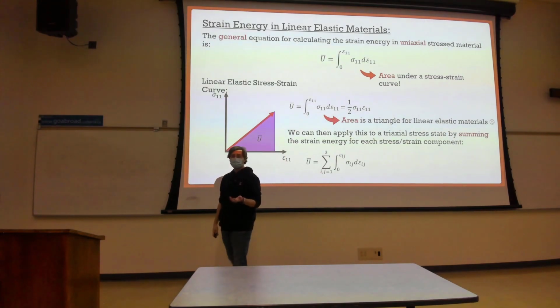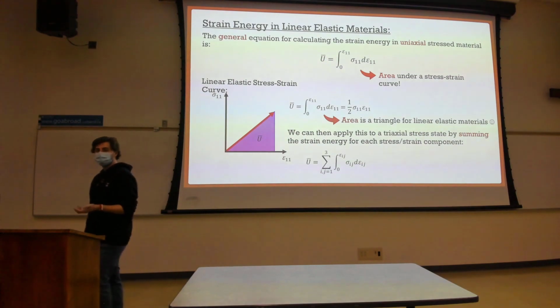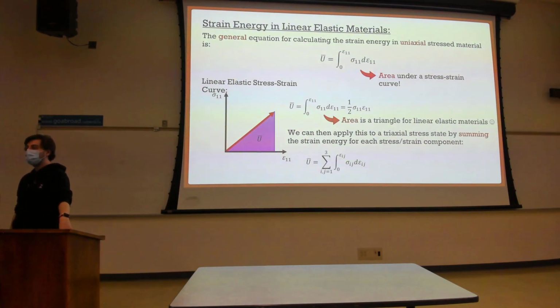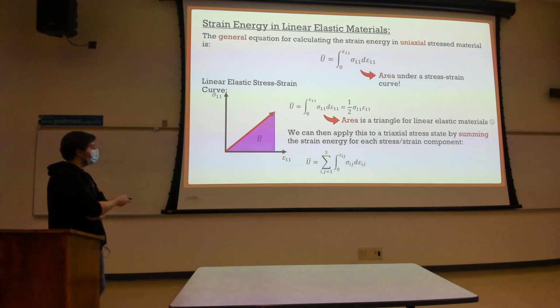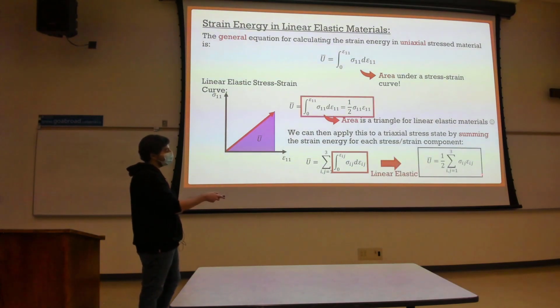And that makes sense because how many components do we have in our Cauchy stress tensor? 9. How many components do we have in our strain tensor? 9. So it makes sense. It's basically just all the components. Now again, this right here is the general formula. If we have a linear elastic material, we can simplify it to the following.